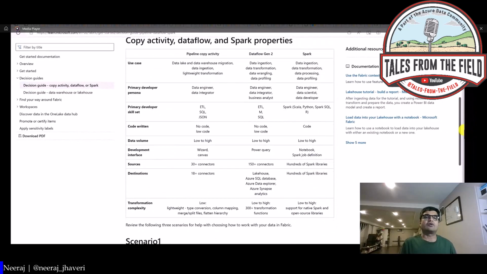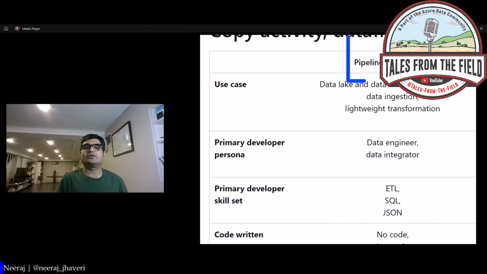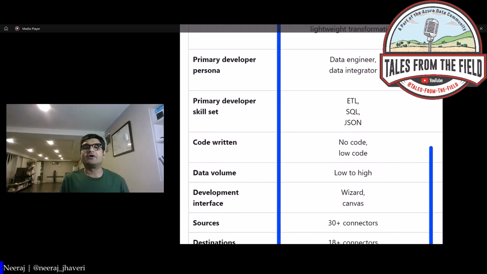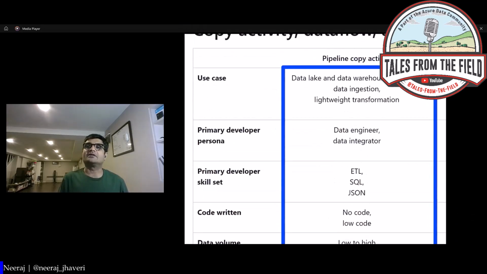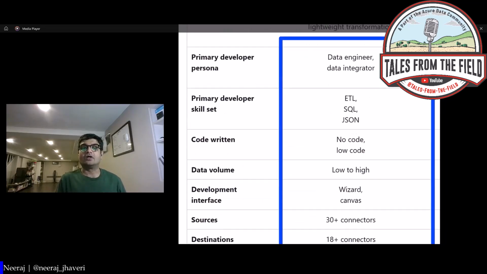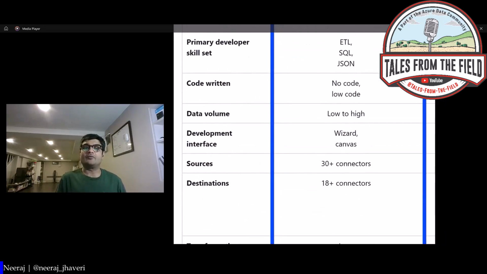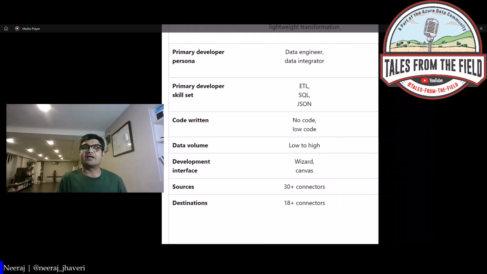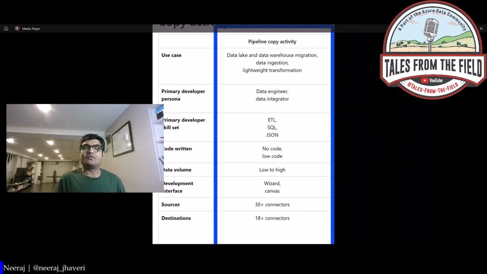Today we are going to start concentrating on pipeline copy activities. So let's go to pipeline copy activities. Pipeline use cases are usually for the data lake, data warehouse migration, data ingestion, or lightweight transformations. Usually data engineers and data integrators are the ones who use it. Primary skills are ETL, SQL, JSON. It's no code, low code, data volume from low to high, 30 plus connectors, destination 18 plus connectors. Usually the transformation is lightweight, column mirroring, and flattened hierarchies. So pipeline activities are very easy to use.